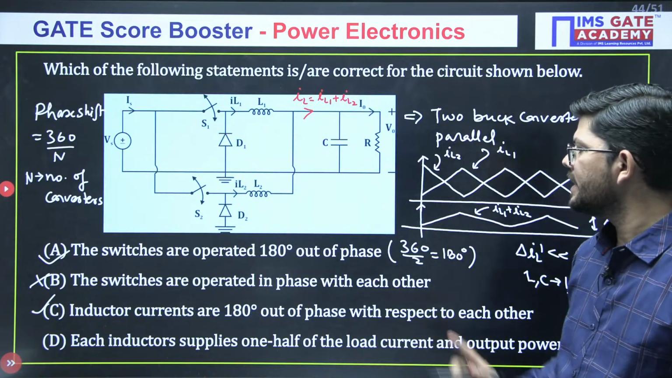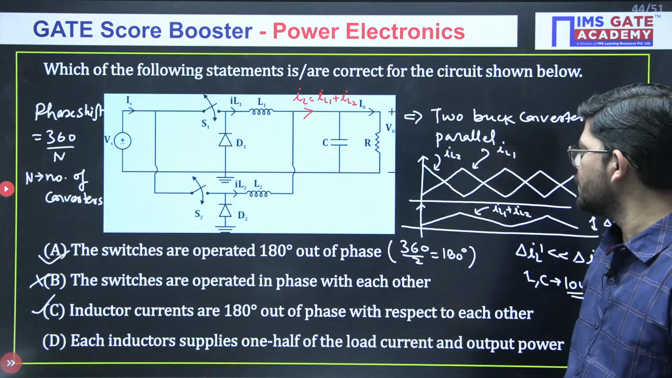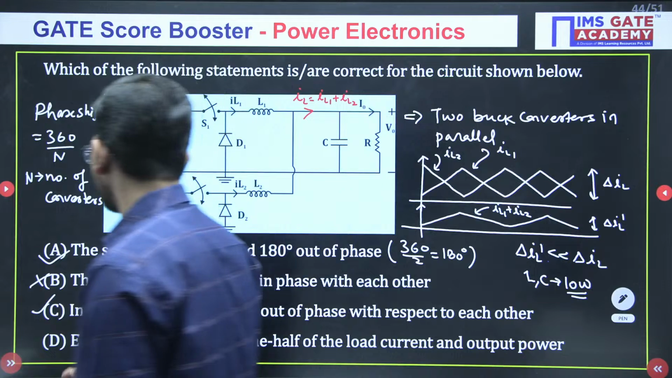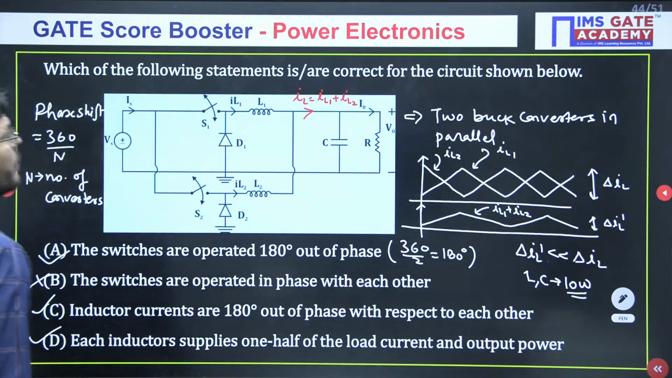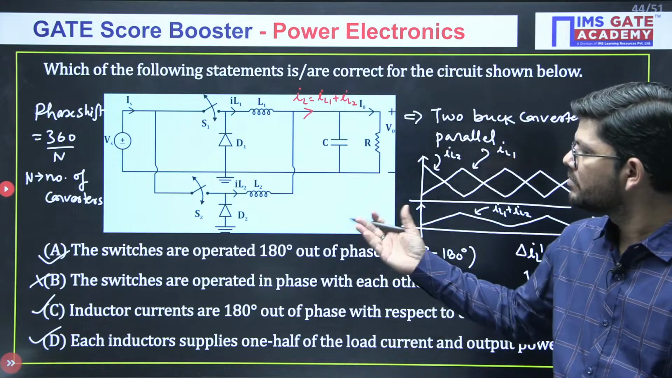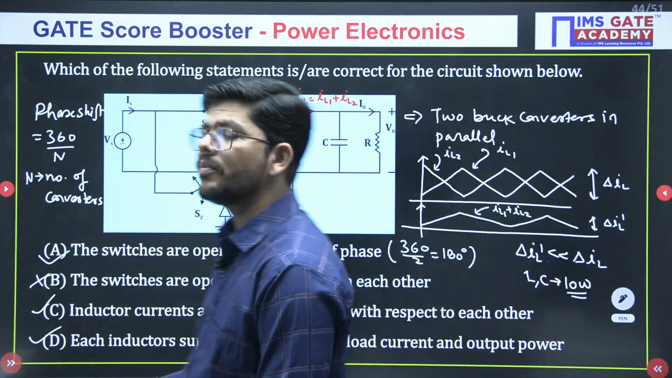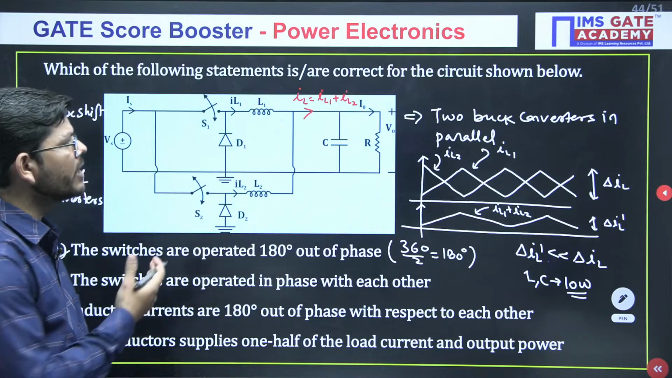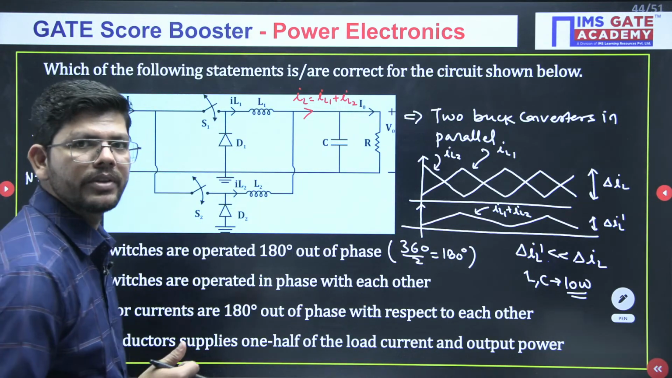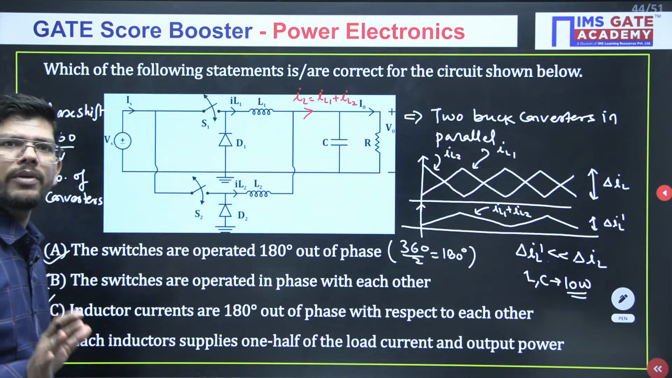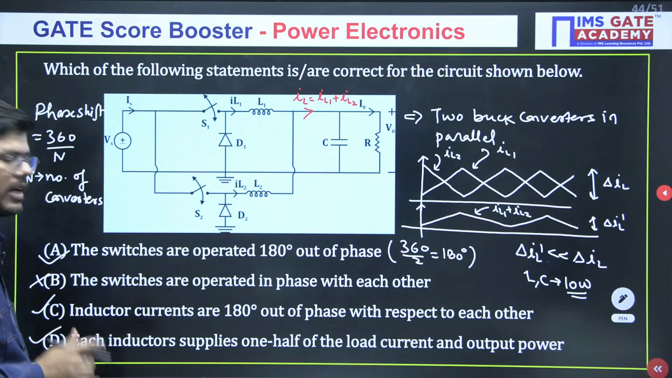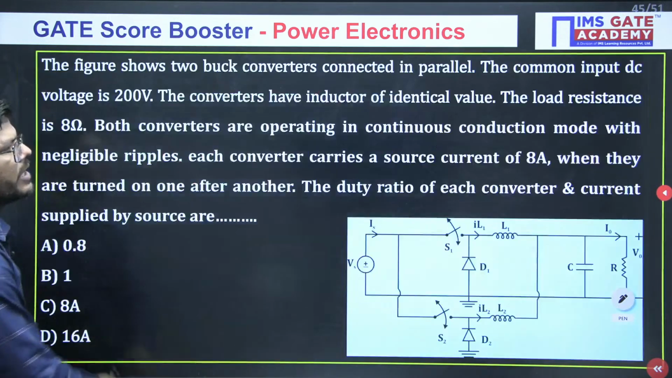Absolutely correct. D is, each inductor supplies one half of the load current and output power. Yes, together they will carry more power. So D is also correct. This is a very good question. From interleaved converter, you may connect boost converter or buck boost converter in parallel as well. Okay, so is that question clear to everyone? Any doubt that you people are having? I don't think so, because you have answered this correctly.